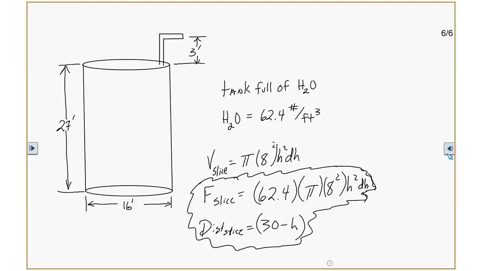So, the volume of pi r squared? Hold on.